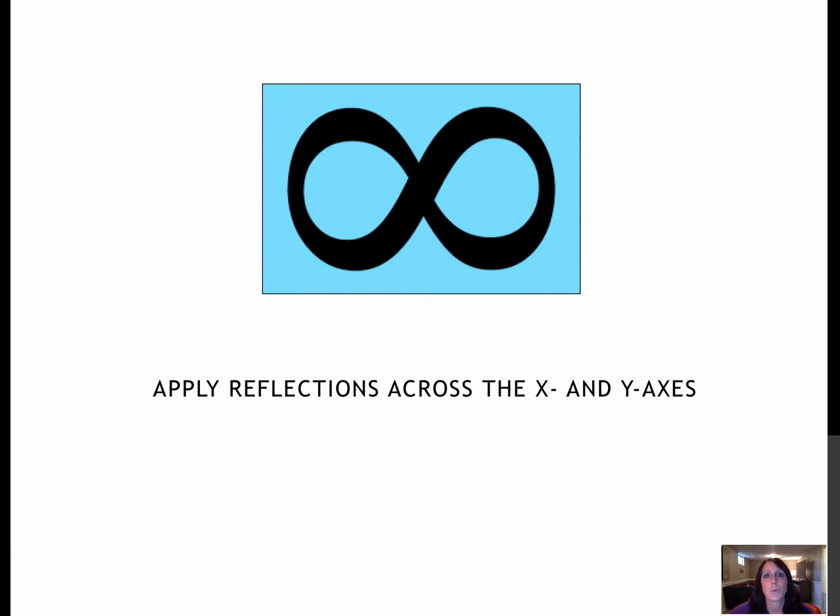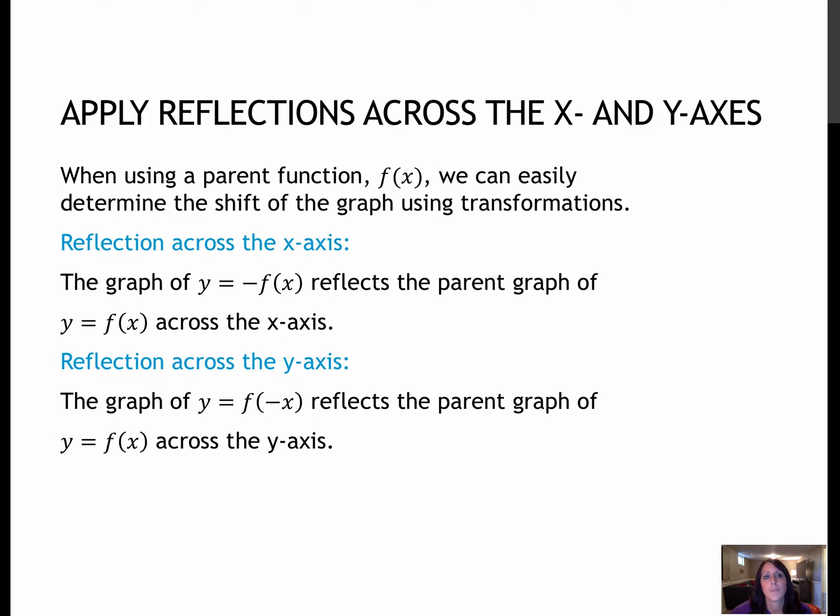In this lesson, we will reflect our parent functions across the x or y axes. When we reflect something across the x-axis, in essence what we're doing is we're making our y a negative y. So replacing y with negative y will reflect it across the x-axis. So the x-axis is this one, so that would make sense: if I took a point that's on a positive y and I reflected it to make it a negative y, it would reflect across the x-axis.